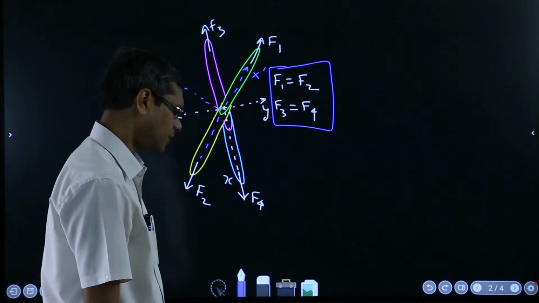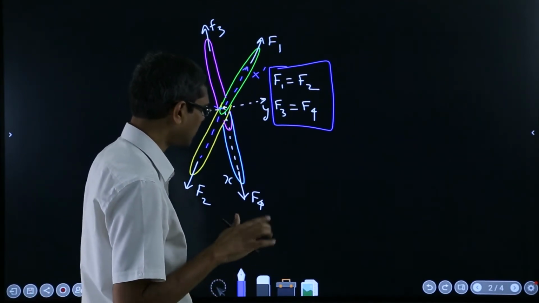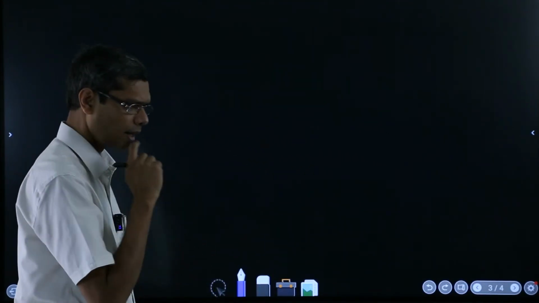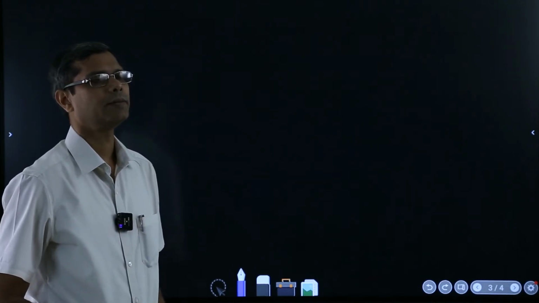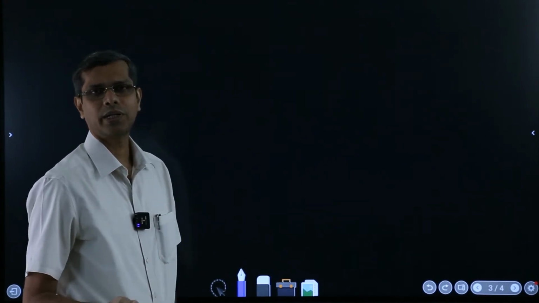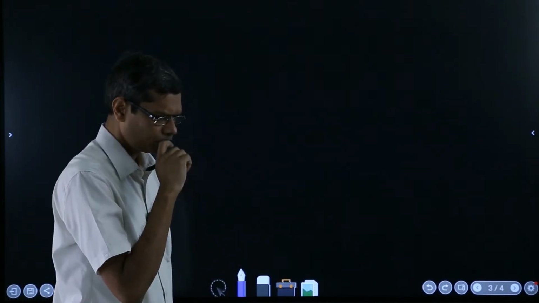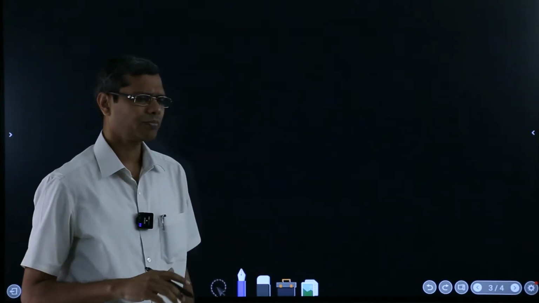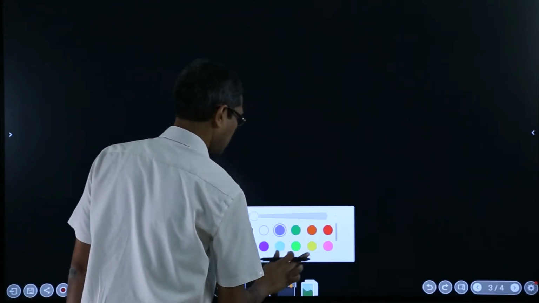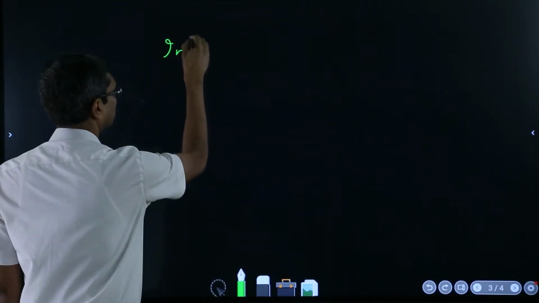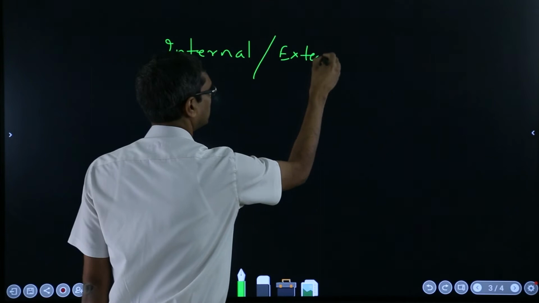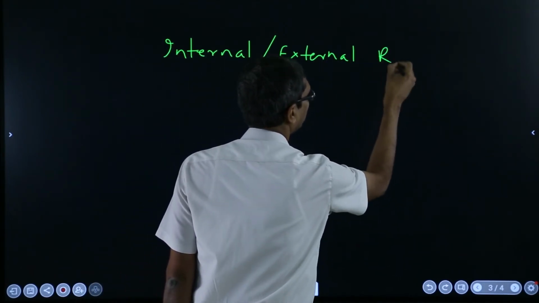So this is the second thing which I wanted to talk about, and there is a third concept which I am interested in for this segment, and that is about determinacy, whether a truss system is statically determinate or not. For that there is something called internal or external redundancy.